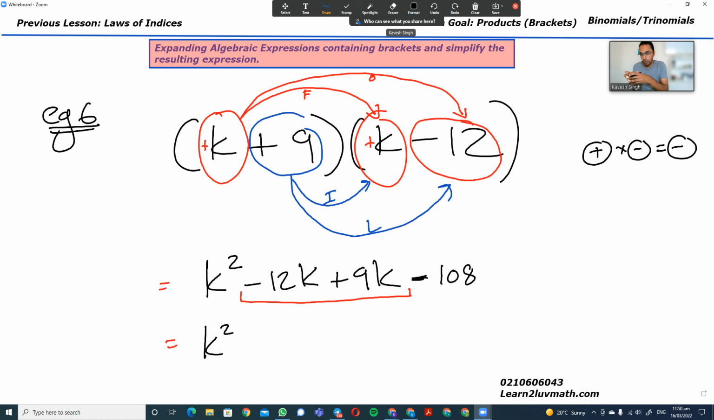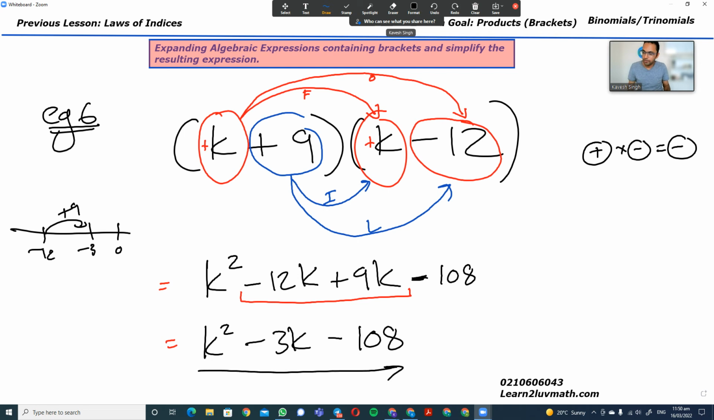You got negative 12k plus 9k. Negative 12 plus 9. Remember your integers rule. If you have negative 12 and you plus 9, you're going to end up at negative 3 on a number line. So negative 3k, those are like terms. Then minus 108, I can't do much about that. So I just rewrite that and bring it down, leaving me with three terms. And that's how I do it.